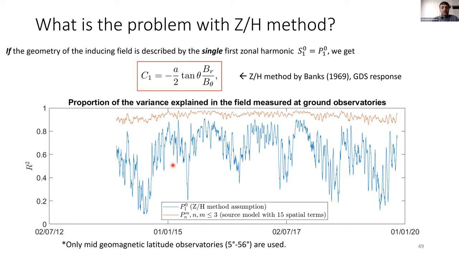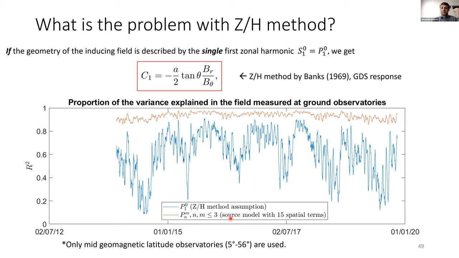these spherical harmonic coefficients for two different models. In one model, I took only one spherical harmonic coefficient, the P10 coefficient. And in the other model, I took 15 spherical harmonic coefficients. So I parameterized my source with 15 terms, as opposed to only one term, as you would do in the ZH method. And I'm plotting here the R squared coefficient of determination, which roughly shows the proportion of the variance that I explained in the observed fields at the ground observatories.